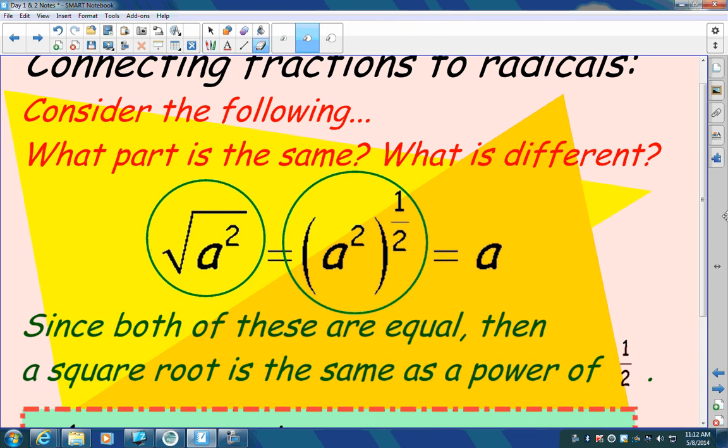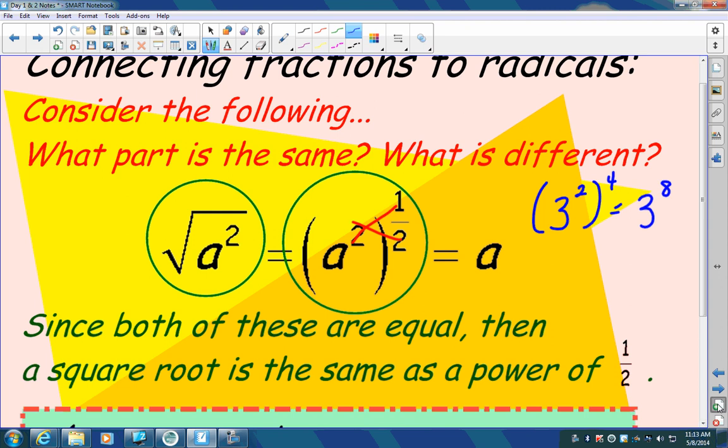Again, I said that the square root and a square are opposites. That's why those cancel each other out and they become a. The reason why this happens is, remember the rules when I said 3 to the second power and then we went to the fourth power. What were the rules of exponents? What do you do with these exponents? Do you add them, subtract them, or multiply? You multiply. This is 3 to the 8th power. So I'll come back to this in a second.